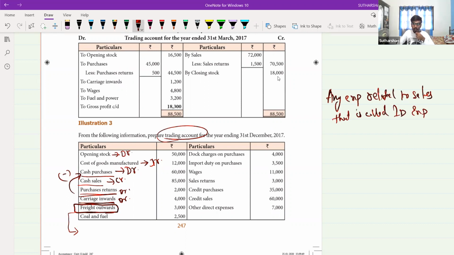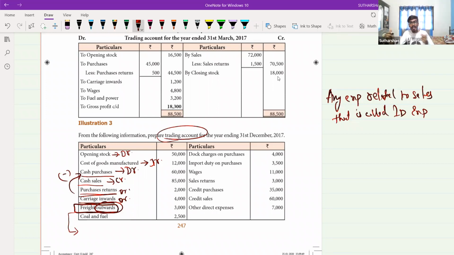Carriage outward. Outward is nothing but sending the goods out. So we are making a sale, and for the sales we are spending some expense. That expense is indirectly related to the sales. Sales is a direct income. To earn that income, I am indirectly spending freight outwards of 3,000.